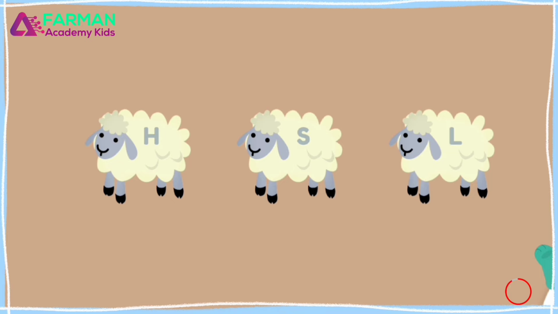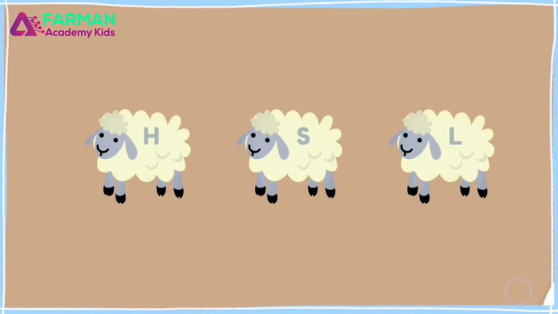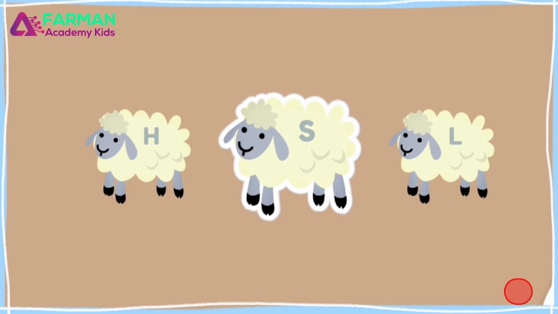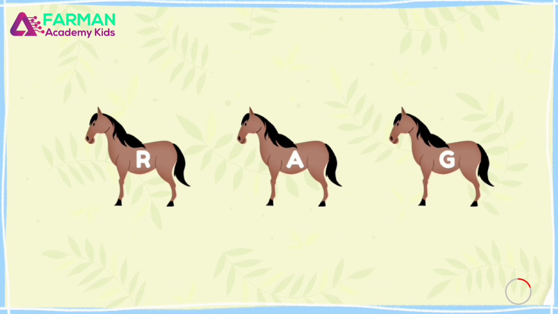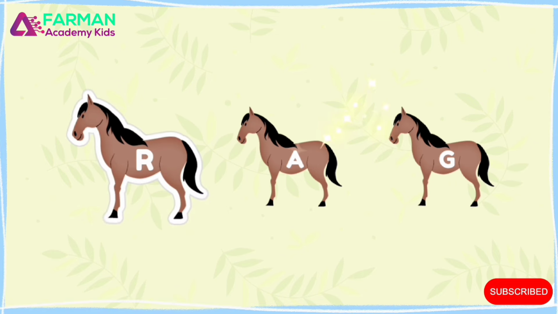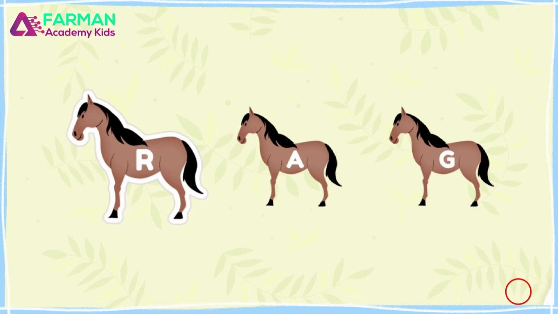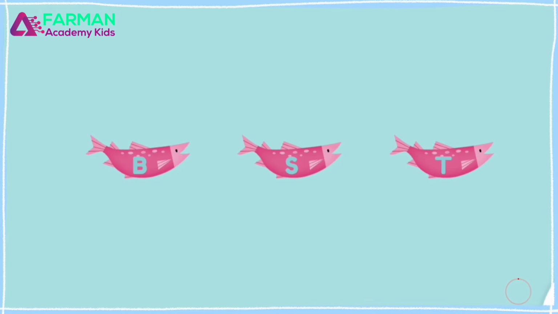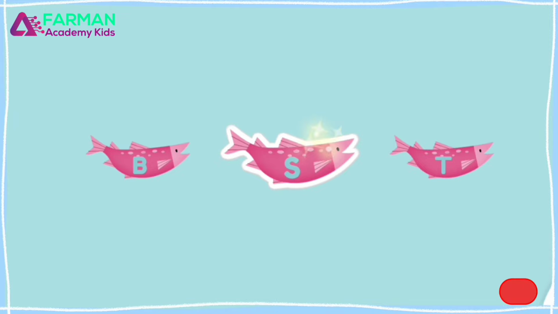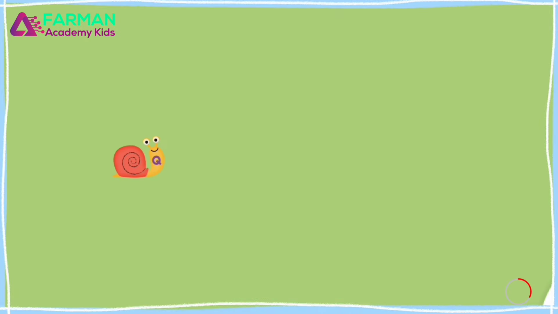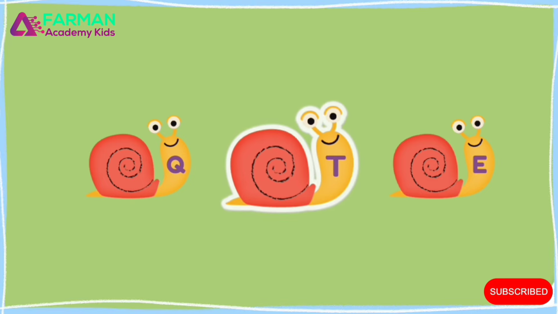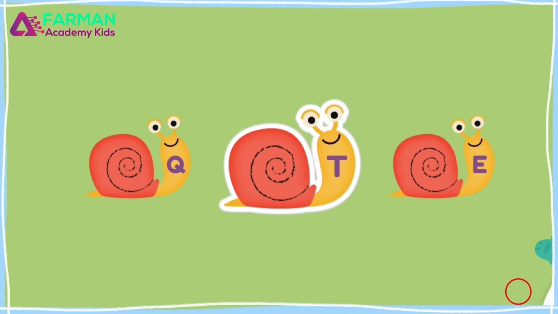Which one has the letter S? Tap it. S. Nice. Which one has the letter R? Tap it. R. Nice work. Which one has the letter S? Tap S. Super. Which one has the letter T? T. Super duper.